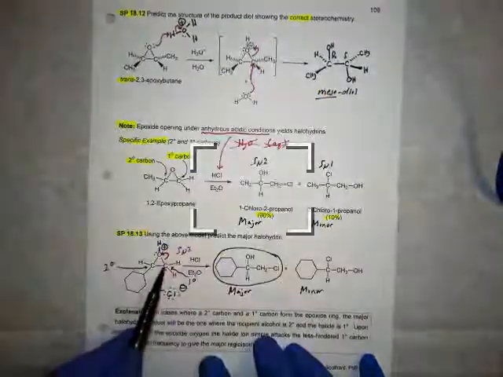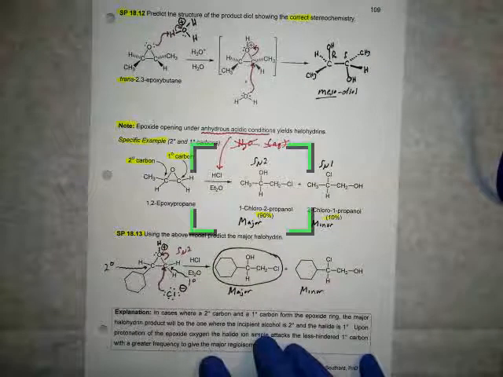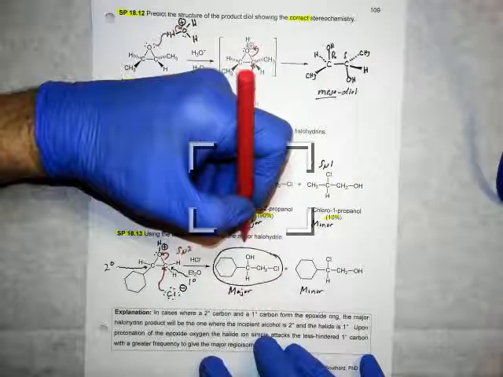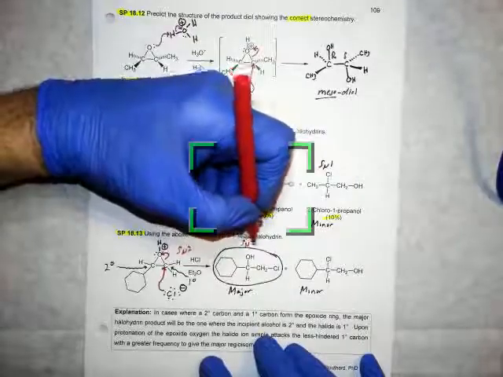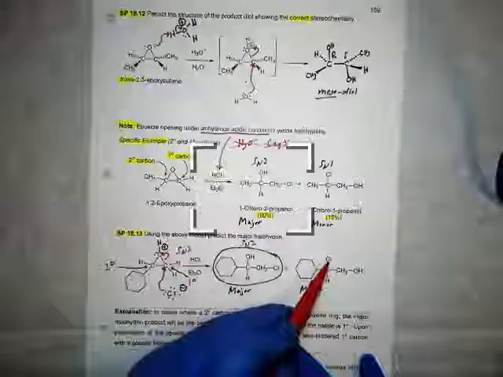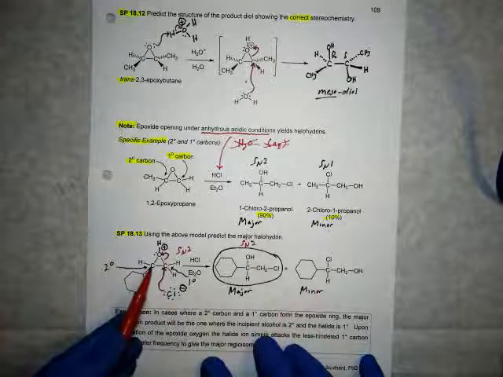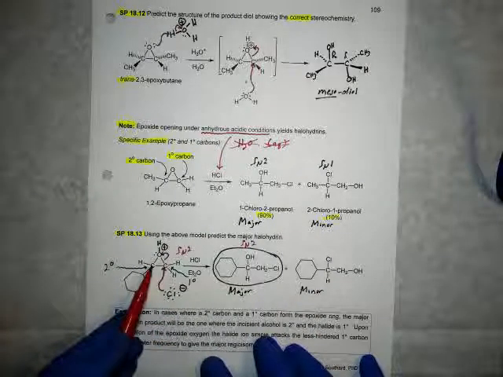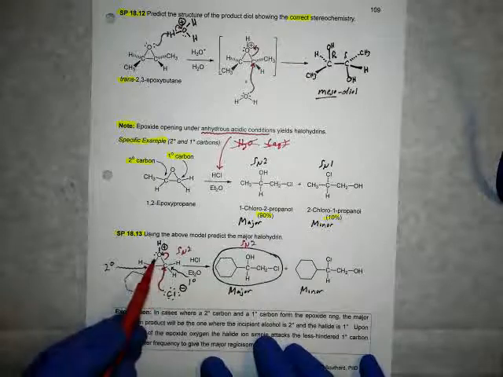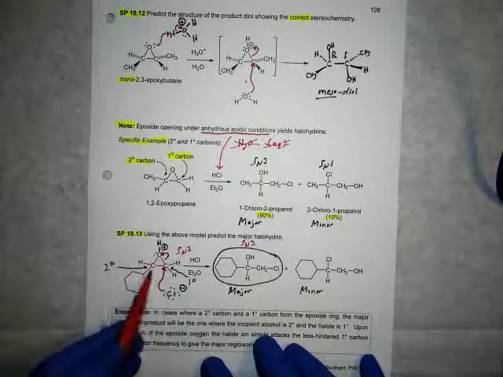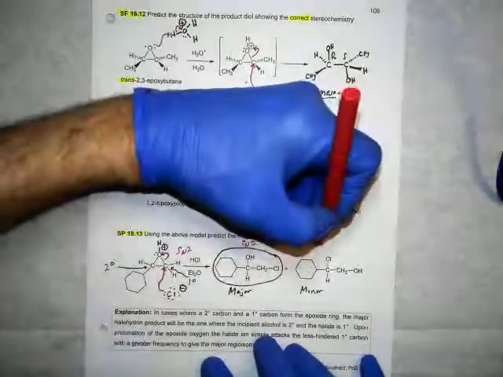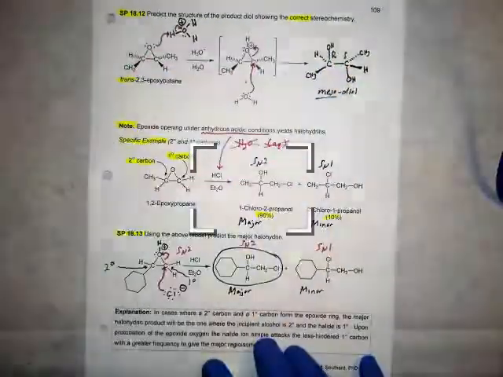Now, how did that chloride get in there? By what mechanism? SN2. Well, how did that chloride get there? Did it get there by this chloride attacking there? Nope, not directly. In this case, what had to happen first was the ring opened up and then the chloride came in. So this is an SN1.